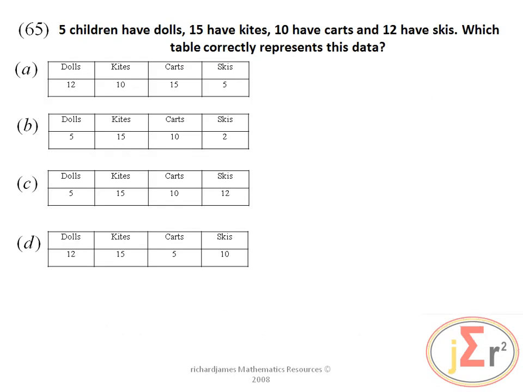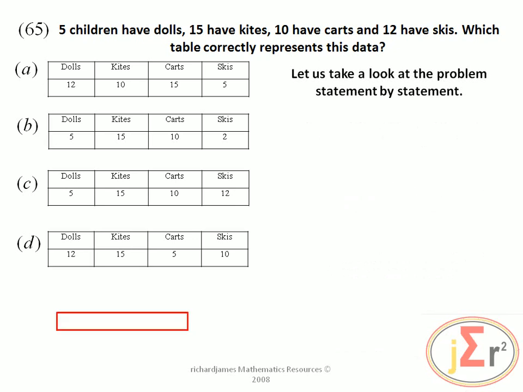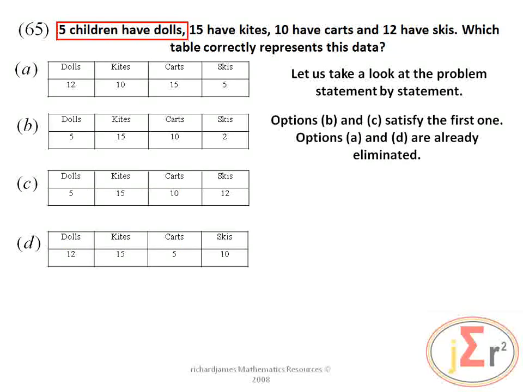We have now number 65 that says 5 children have dolls, 15 have knives, 10 have carts, and 12 have skis. Which table correctly represents this data? Let us take a look at the problem statement by statement. 5 children have dolls. Options B and C satisfy the first one. So where we have 5 dolls, this one and this one. So there we have them. So we know that the answer is either B or C. A is already out and so is D.